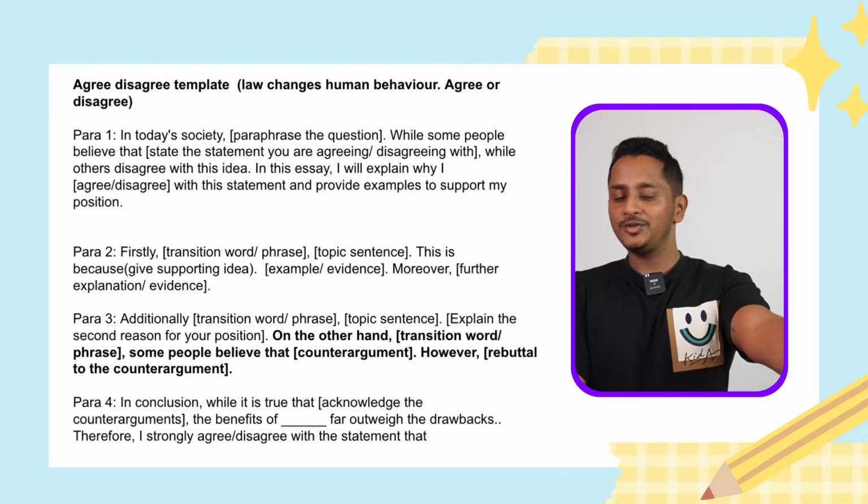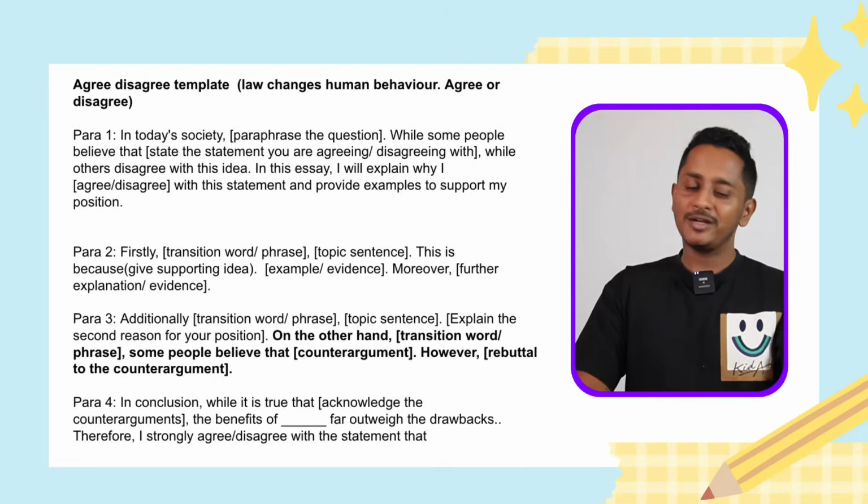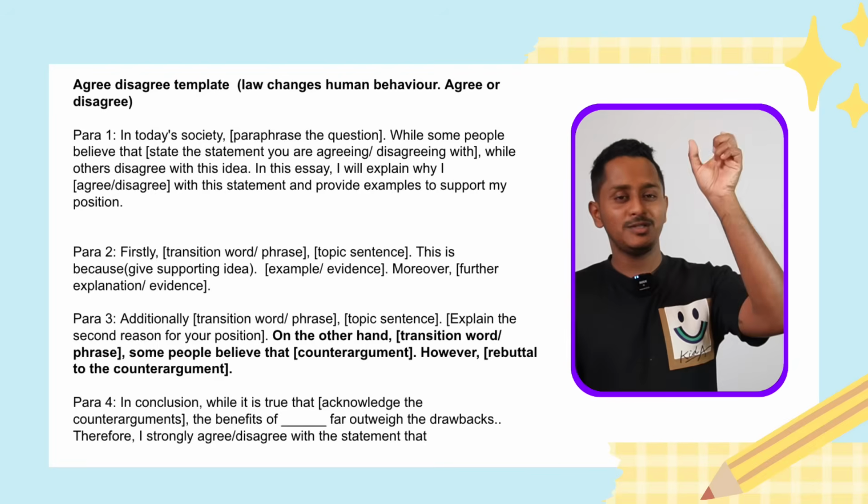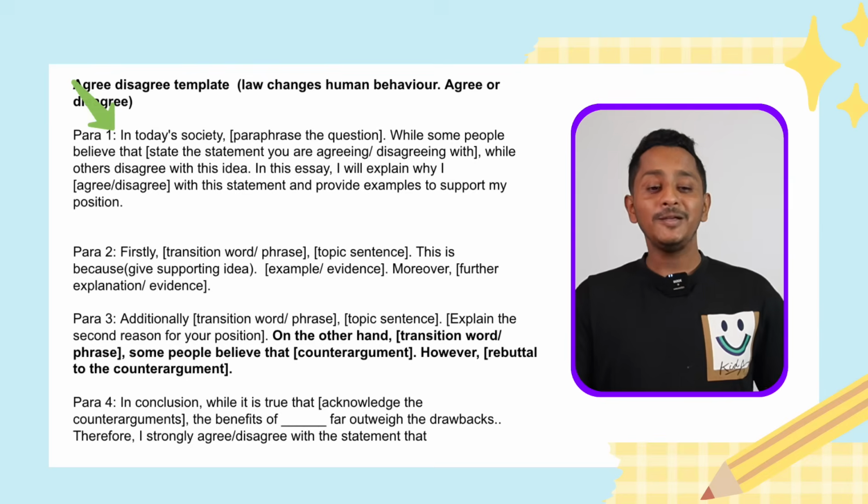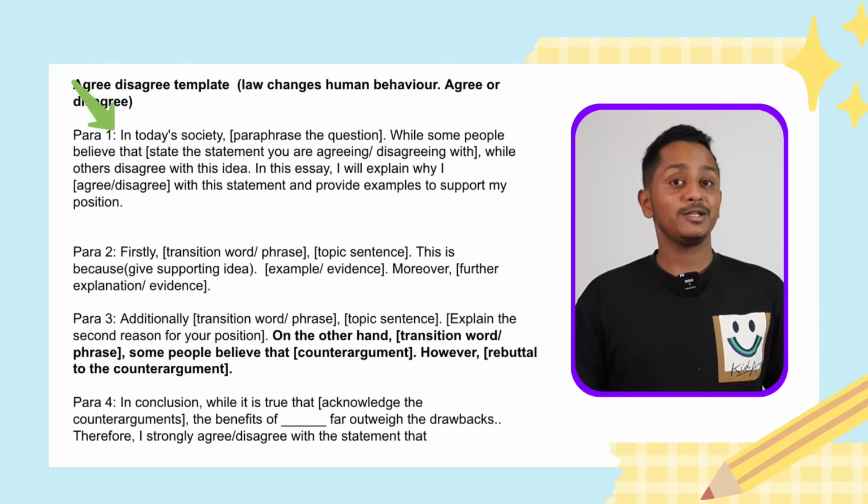The same question, agree, disagree type. The structure goes like this. Para 1: in today's society, paraphrase the question. In today's society, human behavior can be easily changed by the law.